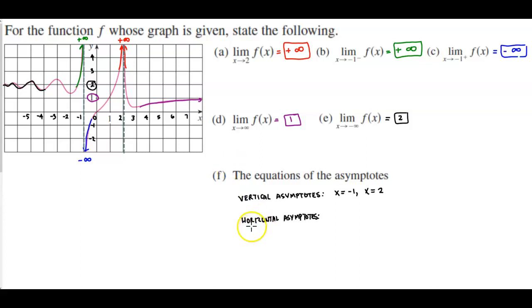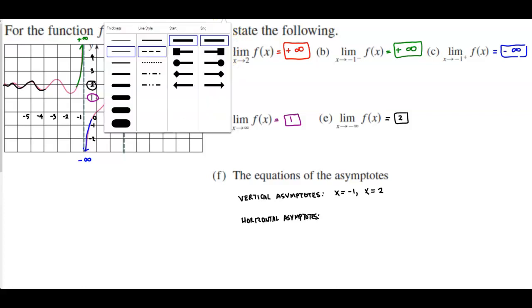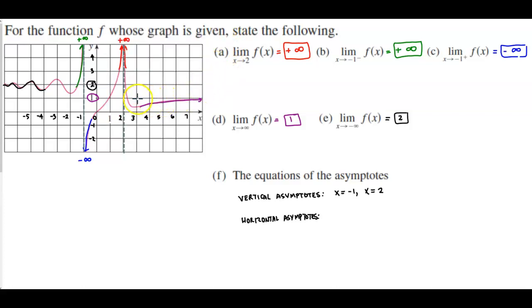Okay, now we need to find the horizontal asymptotes. So the horizontal asymptotes, here we can see that it's leveling off at the value of 1. So therefore we have y equal to 1. And then over here, we saw that it was oscillating to 2. So therefore, the other horizontal asymptote is y equal to 2.